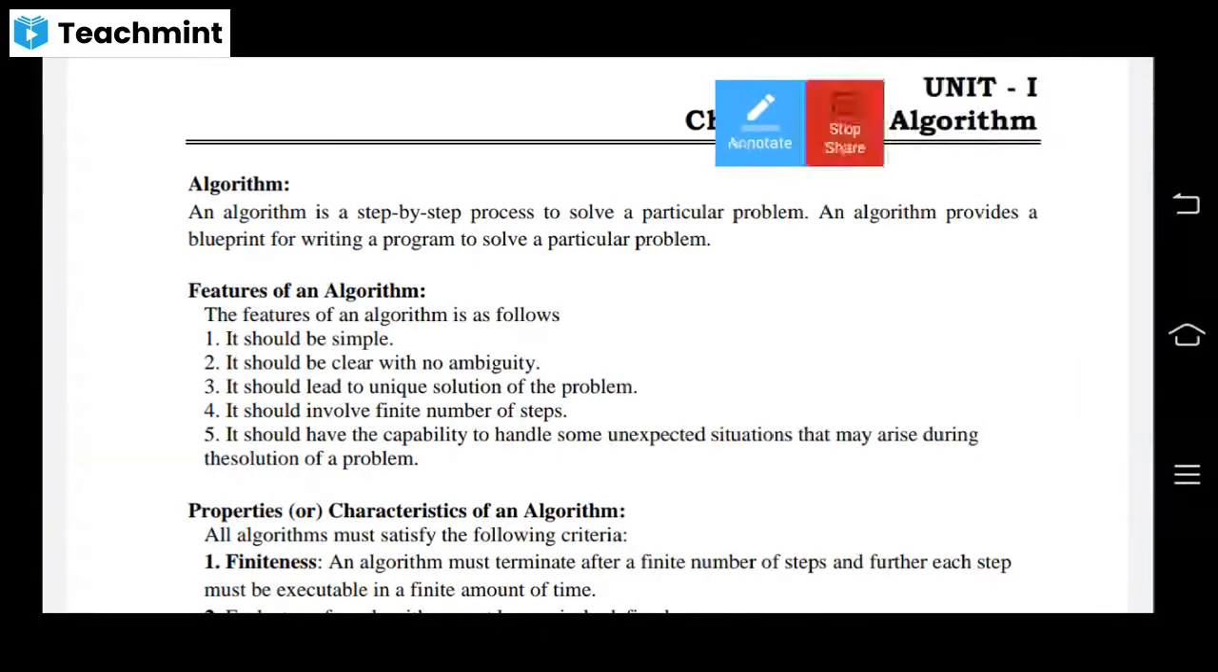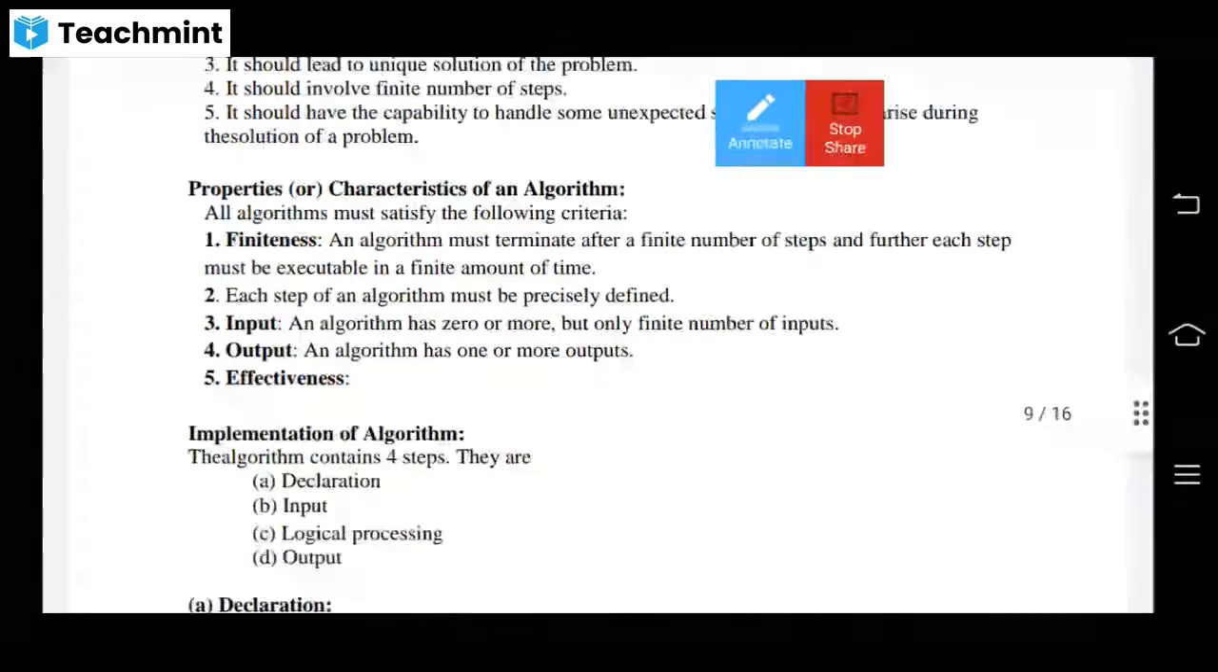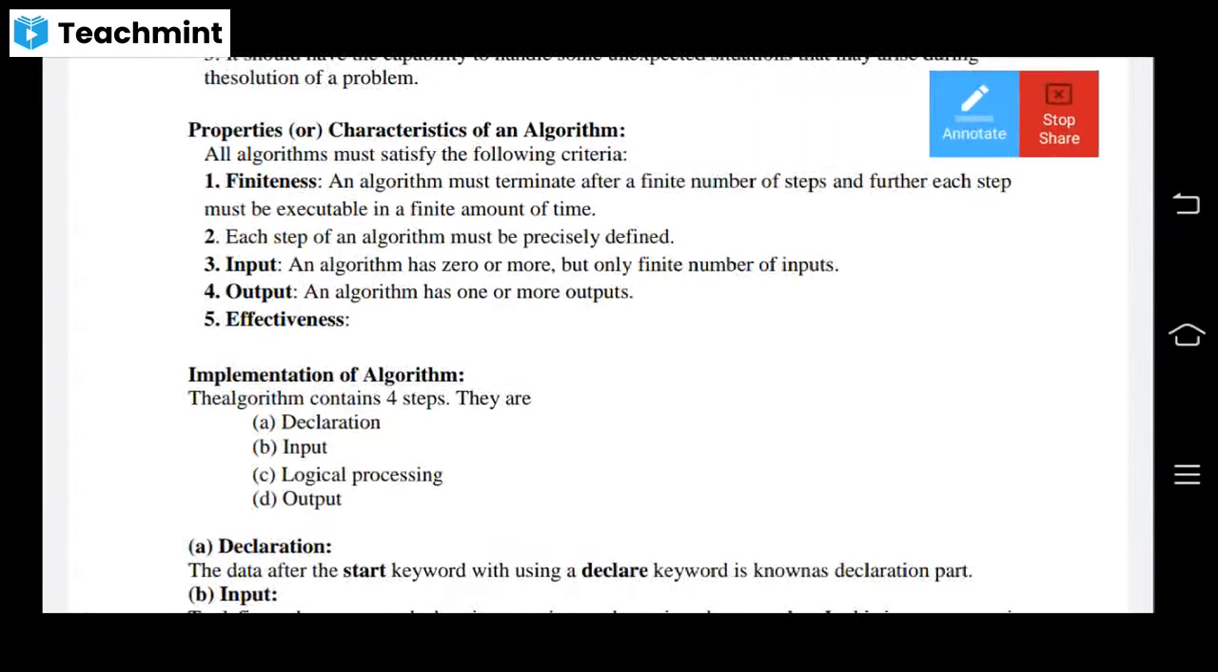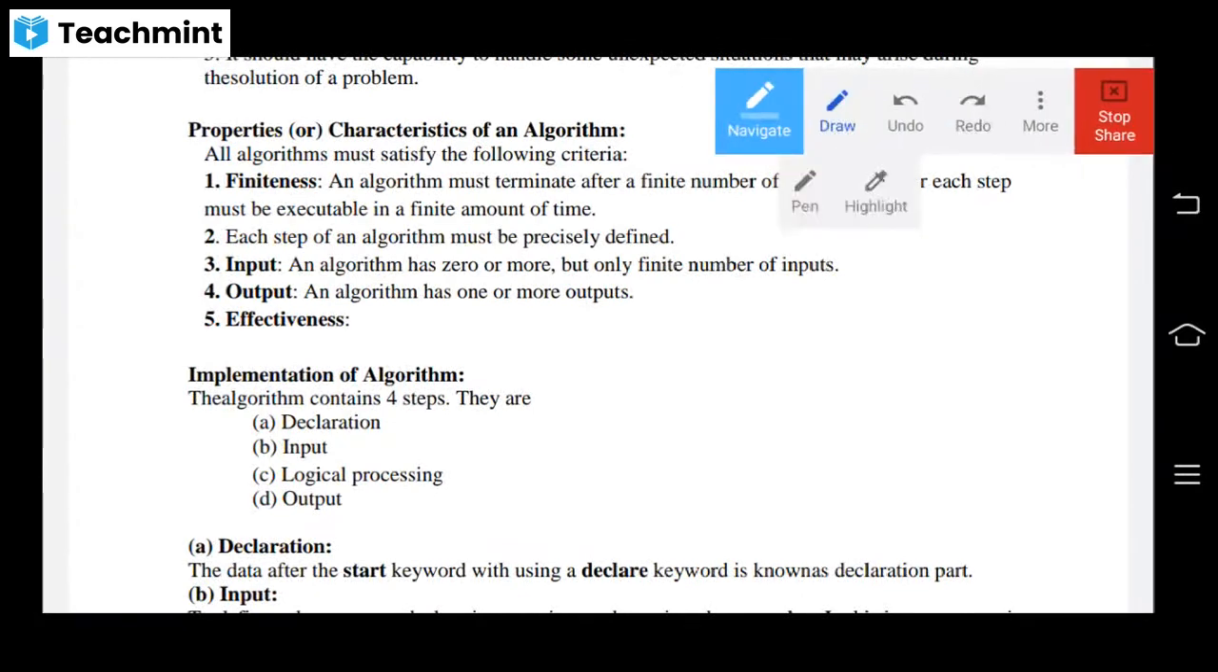Next, we go through the properties or characteristics of an algorithm. Just see here what is related to the properties and characteristics of the algorithm. See here some criteria are given. What are those? We can discuss about that. Finiteness. Okay. Next one is each step of an algorithm must be precisely defined. Input, output, effectiveness. These are the characteristics of an algorithm.